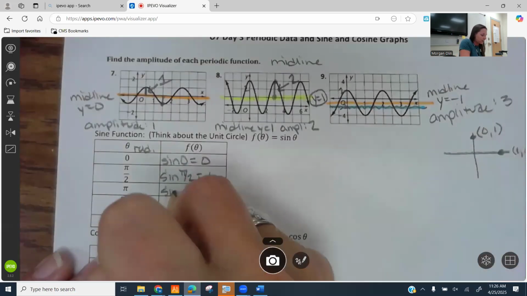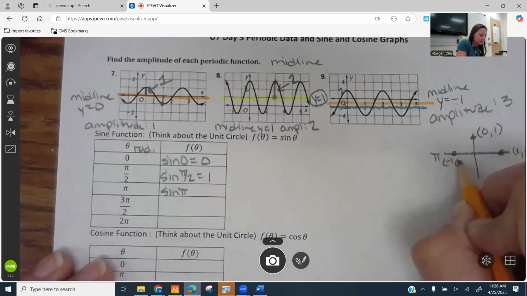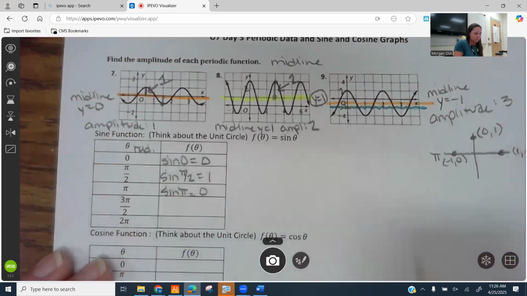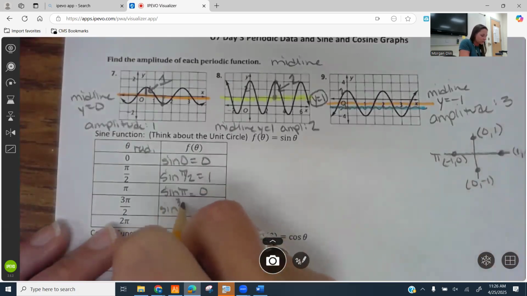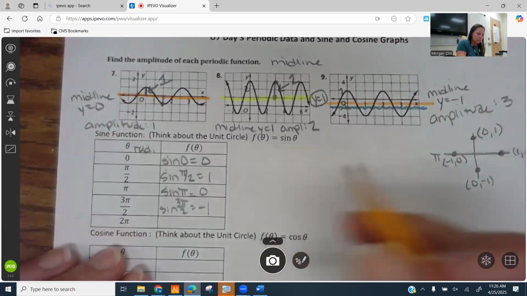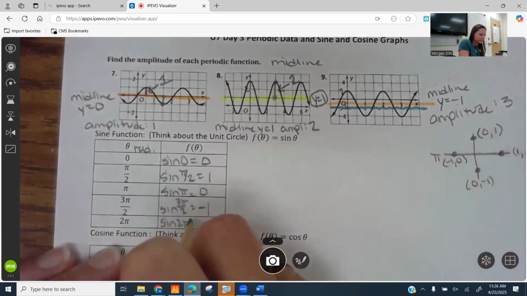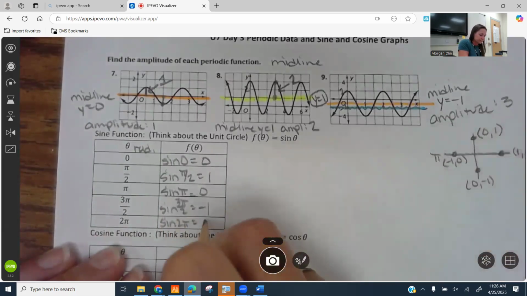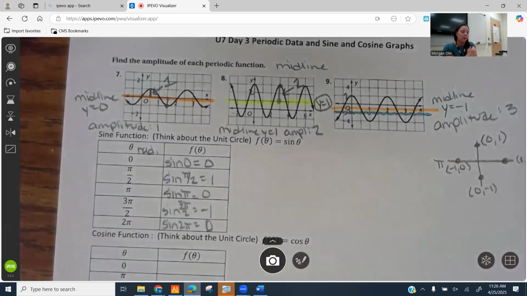Sine of pi. Notice I did this really nicely. Pi is right here, so that's the point -1, 0. What's the y value? 0. 3 pi over 2 lands right here, and that's the point 0, -1. So when I do the sine of 3 pi over 2, the y value is -1. Then when I go back to 2 pi, that goes back to this point right here. So the sine of 2 pi is, I'm sorry, 0, because it's the y value. I can plug all those in and figure out what the value is.